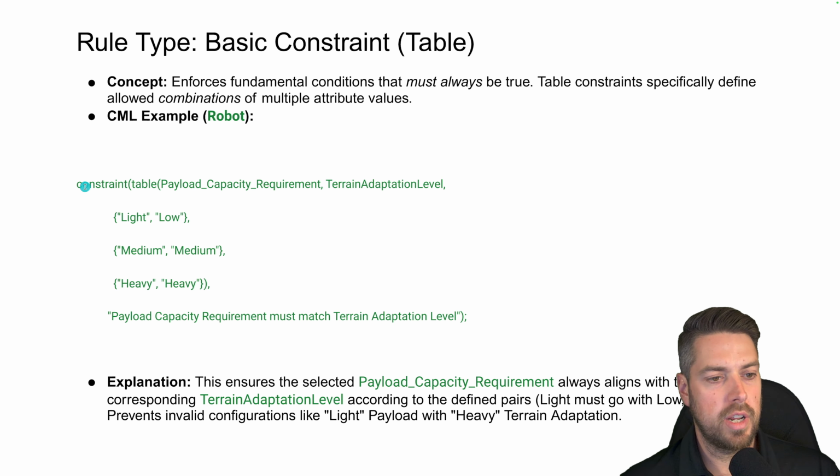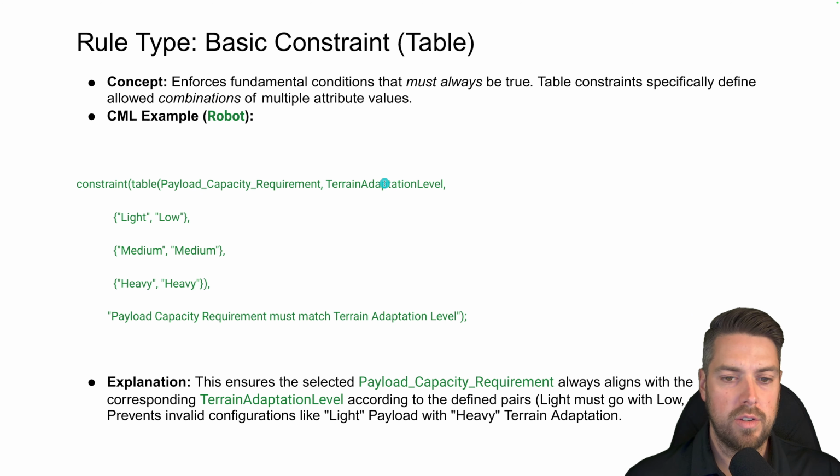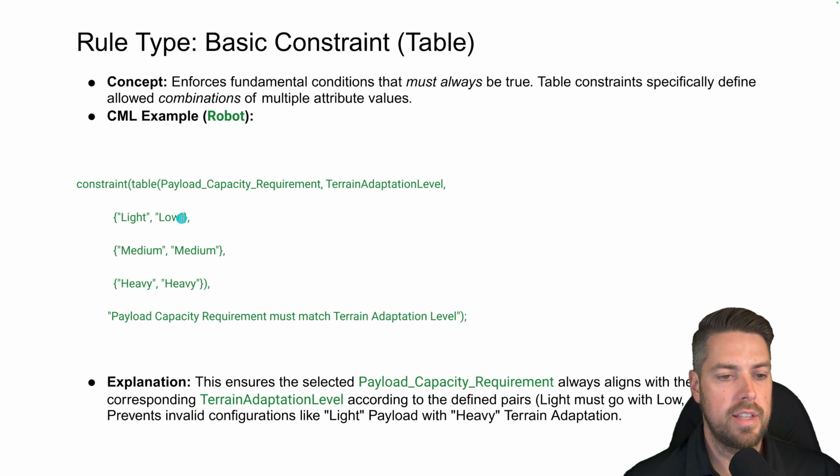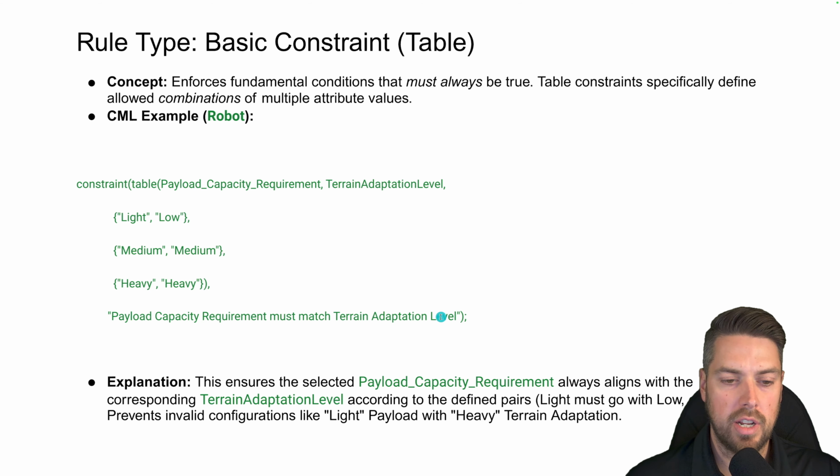That's going to enforce relationships between two different attributes, right? So you're essentially creating a table that matches payload capacity requirement attribute values to terrain adaptation level attribute values. So when one is light, the other one should be low, medium, medium, heavy, heavy. And if this is not matched, then you're going to get an error message. That's the last portion of the syntax in that constraint line that we're going to add into our constraint builder.